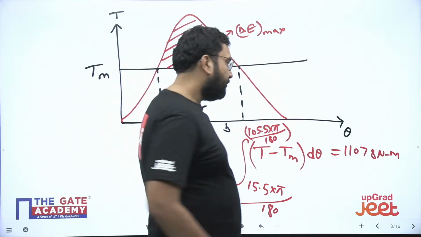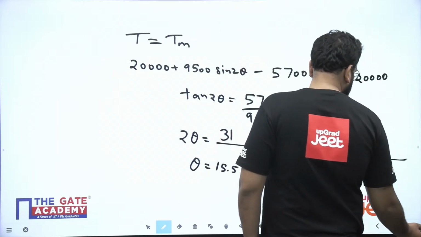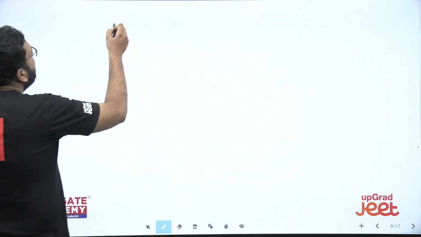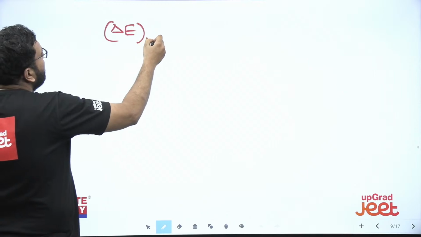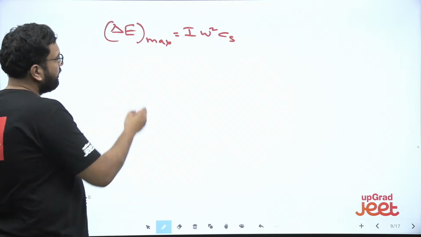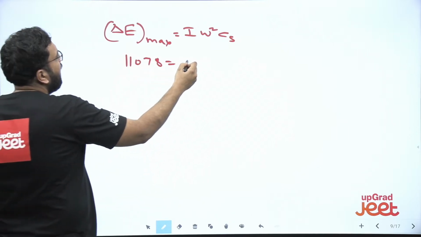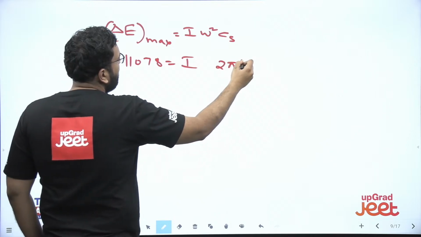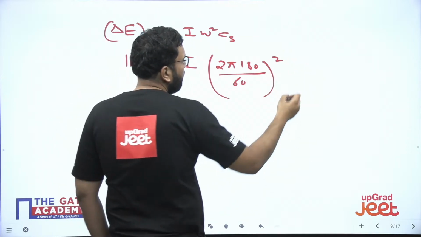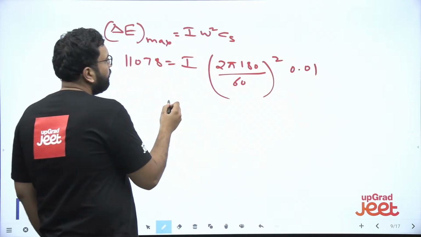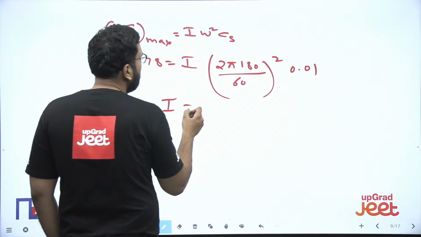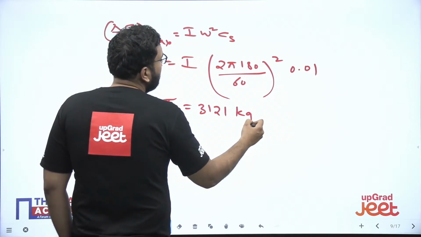Okay. Now once we have this delta E, so this is your delta E max, and we can now do it like this: I omega square CS. So this is 11078. I we have to find, so it is 2 pi into 180 by 60 whole square, and CS I think is given to be 1%, so that is 0.01. So from here, when you find this I, I think you will be getting 3121 kg meter square.